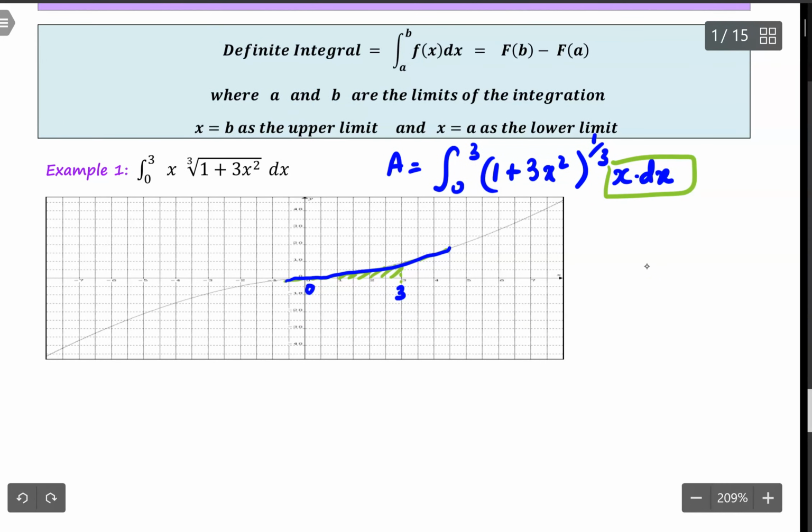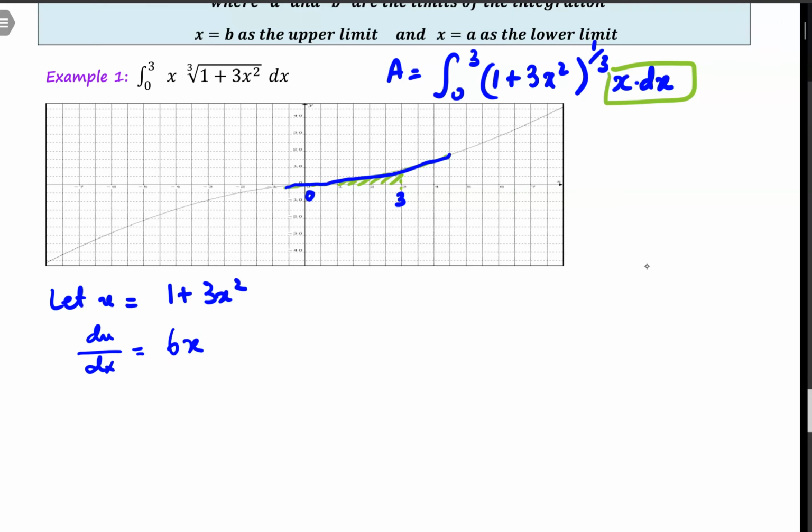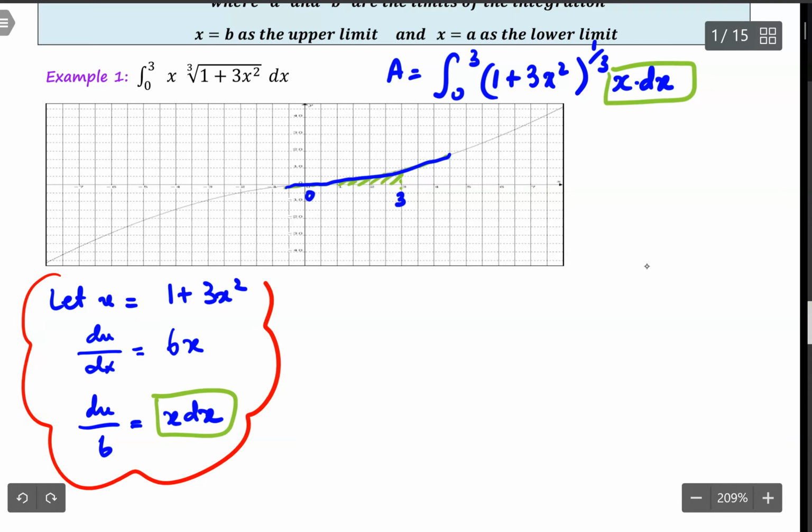I'm going to let u equal to 1 plus 3x squared. Letting u equal 1 plus 3x squared, I can differentiate this, and I should have du equal to 6x dx. I need to achieve x times dx on the right hand side of this equation, so I will write du over 6 equal to x times dx. Now I've already achieved my purpose.